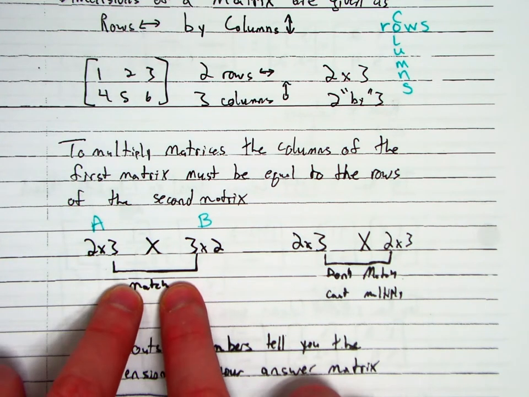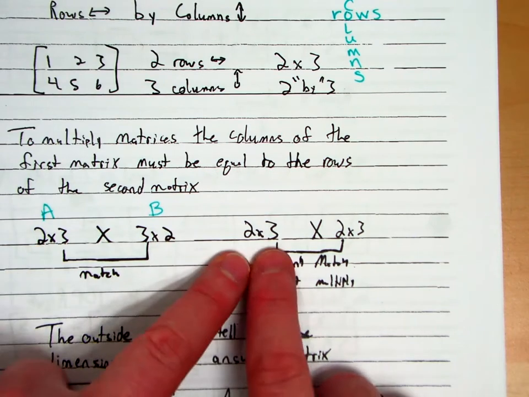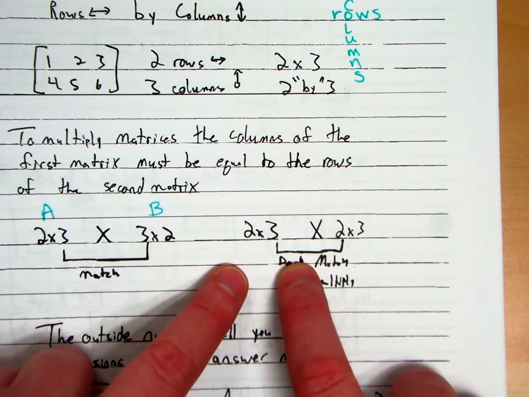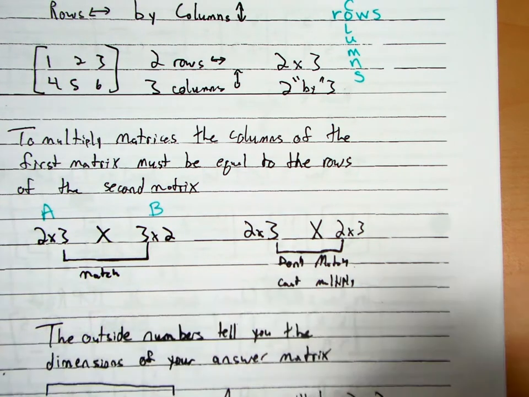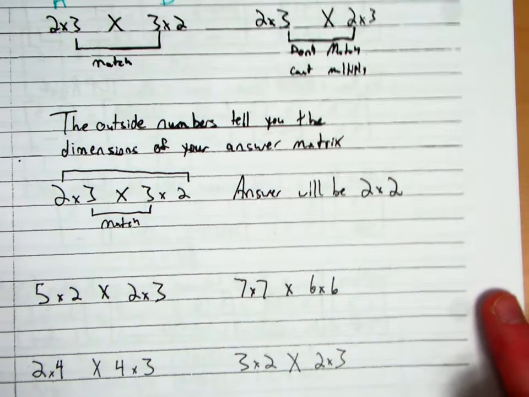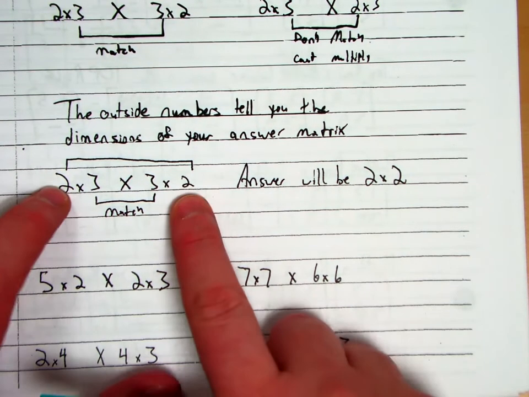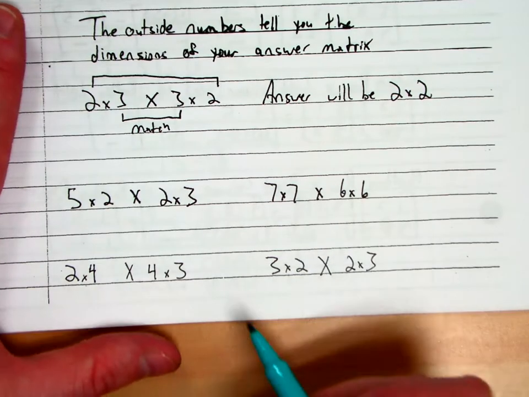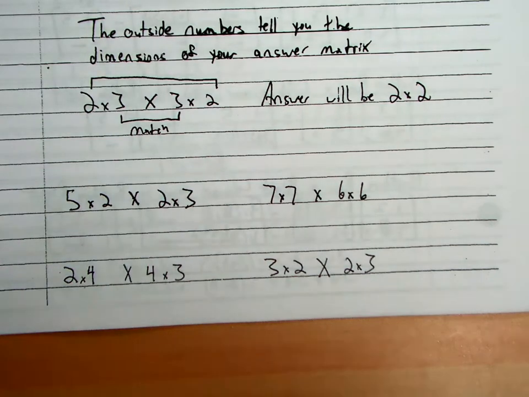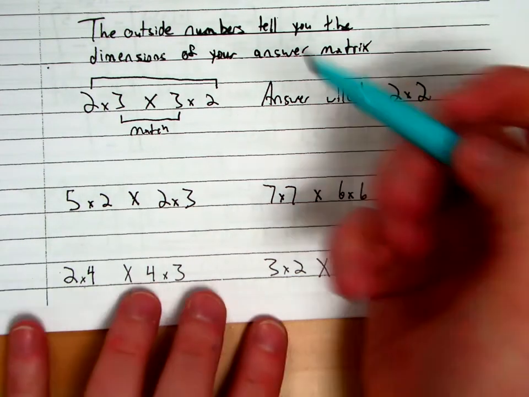So matching, I can multiply these, a 2 by 3 times a 3 by 2. A 2 by 3 times a 2 by 3, the middle numbers do not match, so the columns here do not match the rows, so they do not match. Like I said, the outside numbers will tell you the dimensions of your answer matrix, so the answer will be a 2 by 2. So just looking at these, what answers, if any, can you find, and what will the answer matrix dimensions be?